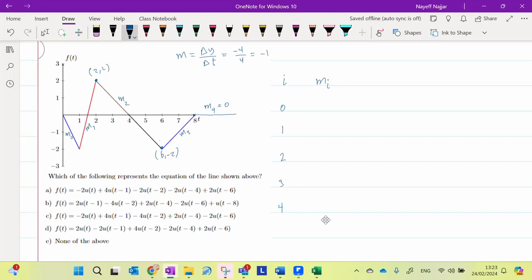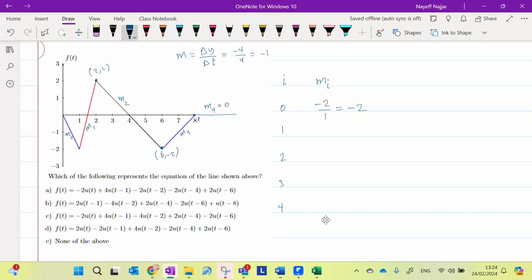So -4 over 4 is equal to -1. Now I'm going to calculate the slopes of each of these segments. For this one, delta y is, I always start from the right point minus the left point so that I don't get confused. So delta y is -2 minus 0, this is -2, and delta x is 1 minus 0, so this is 1, so the slope is equal to -2.